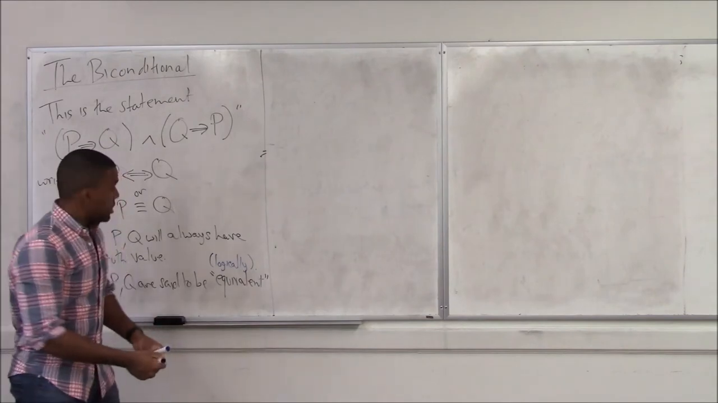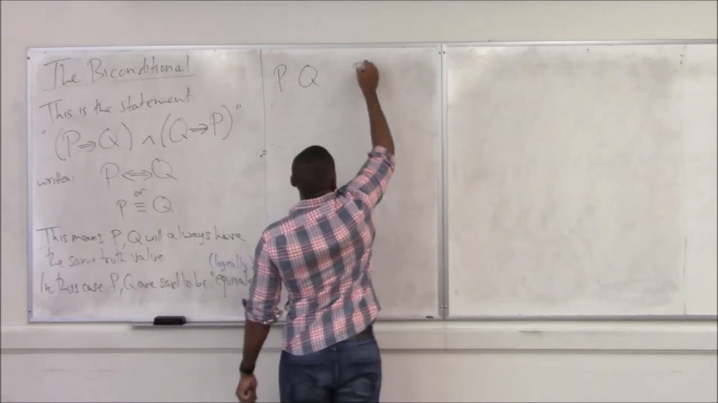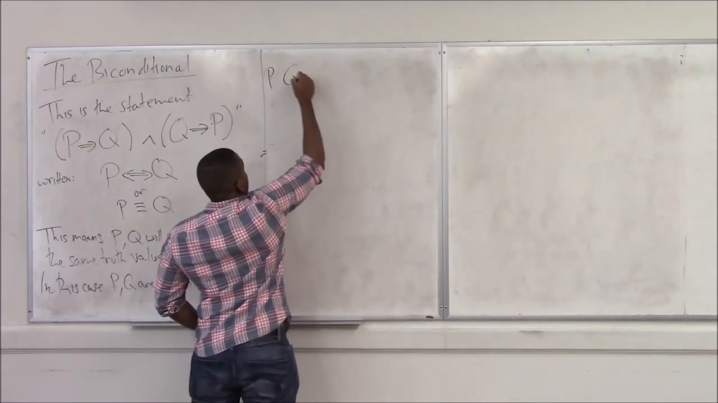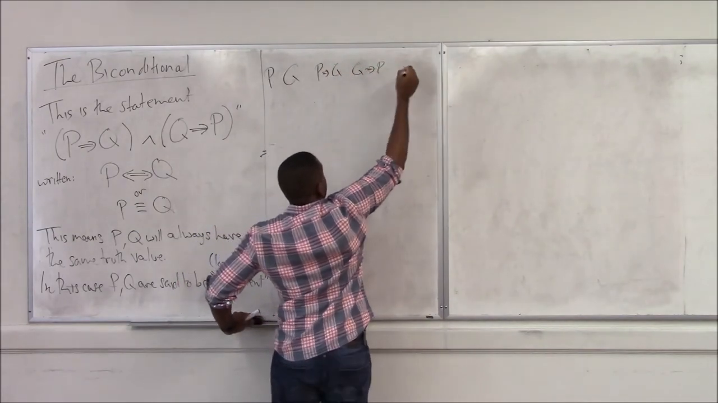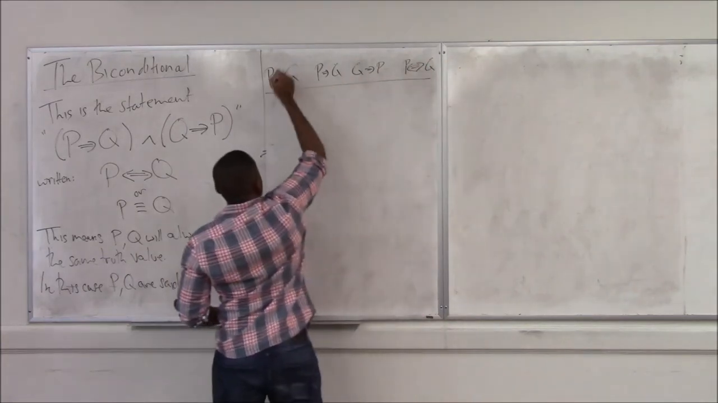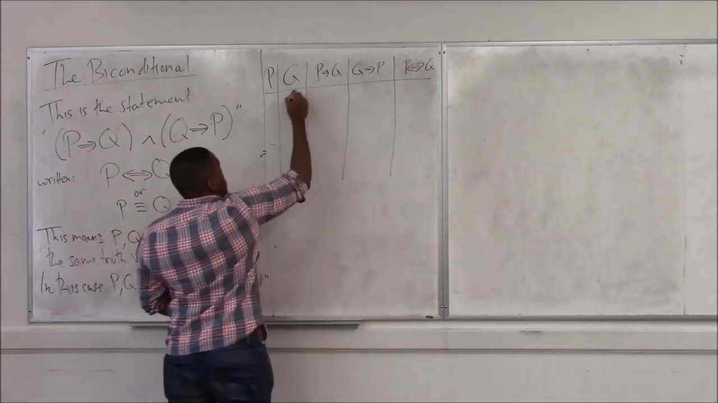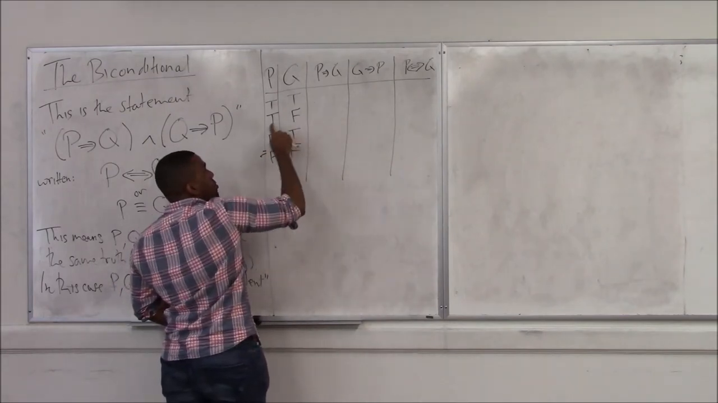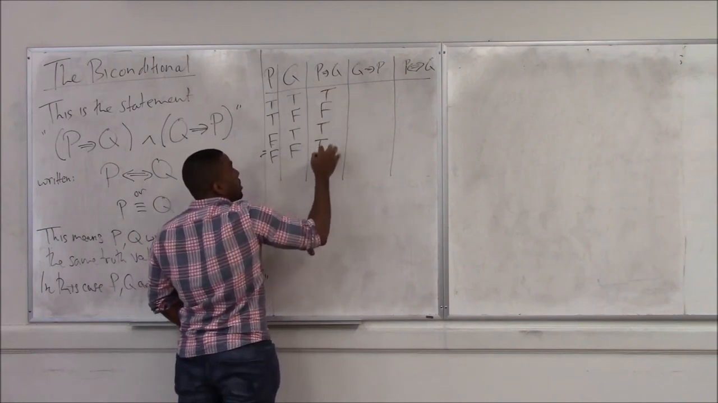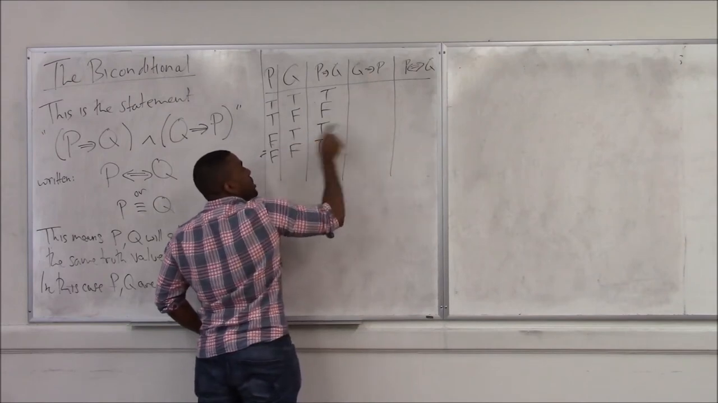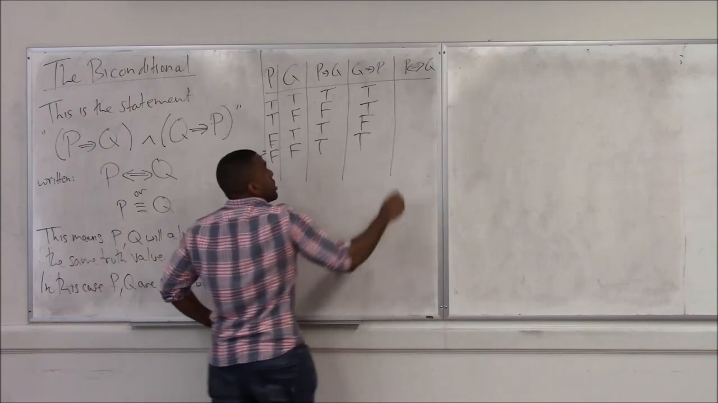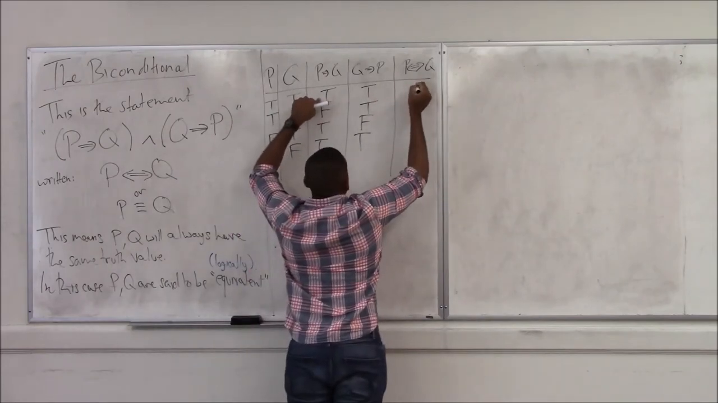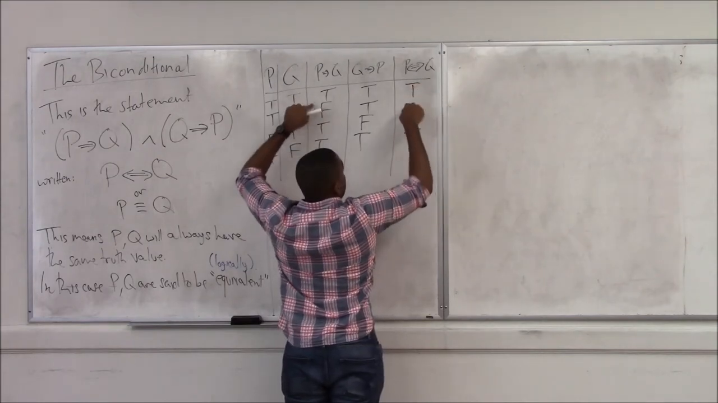So let's actually show what this means. So if I have P, Q, P implies Q, Q implies P, and P if and only if Q. So here's true, false, true, false, true, true, false, false. We know P implies Q is only false if P happens but Q doesn't happen. It's true otherwise. Q implies P is only false if Q is true but P is false. It's true otherwise. And so now this means this and that, which means both have to be true at the same time for this guy to be true. So this is going to be true here, and it's going to be true here, and it's going to be false here and false here.